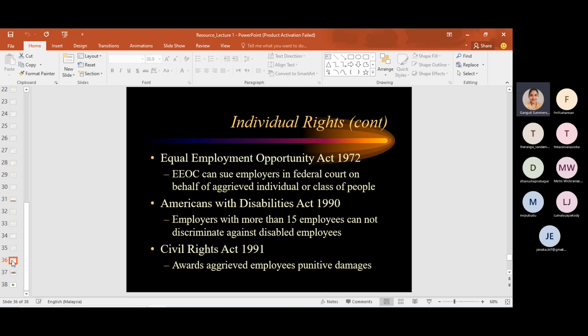The Civil Rights Act is to protect the civil rights of people, to protect the civil rights of workers. So those are some acts that talk about the rights of individuals.